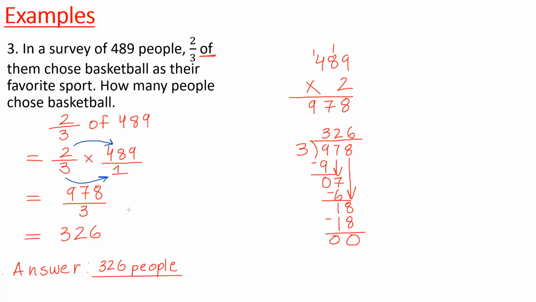Aliana, do you understand how we got it? Yes, sir. Explain how we got 326. In a survey of 489 people, 2/3 of them chose basketball as their favorite sport. How many people chose basketball? So we had to do 2/3 of 489. So we multiplied 2/3 times 489 over 1, which gave us 978 over 3. We divided, and that gave us 326.